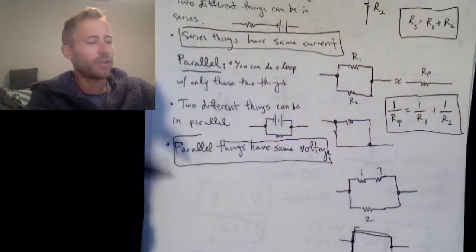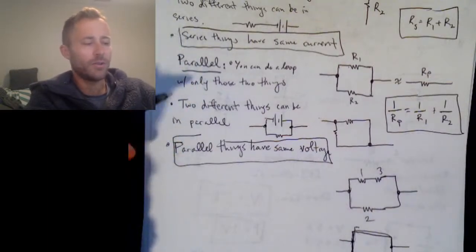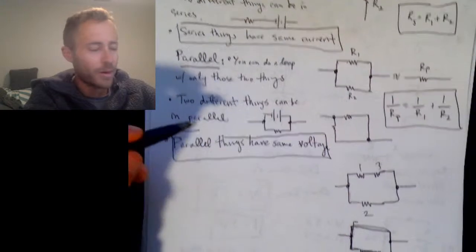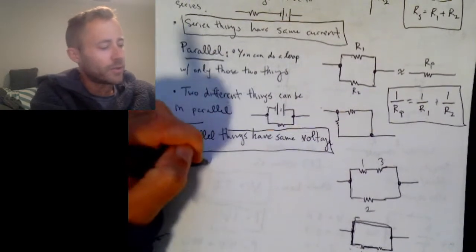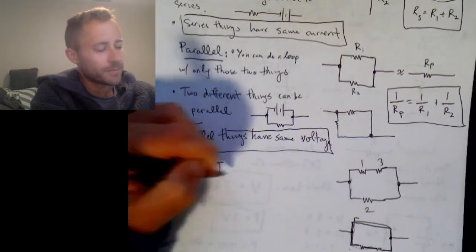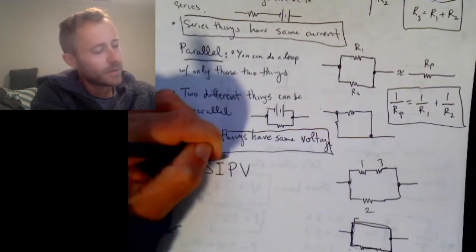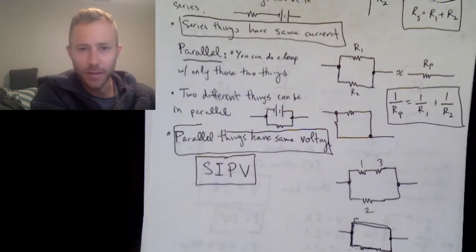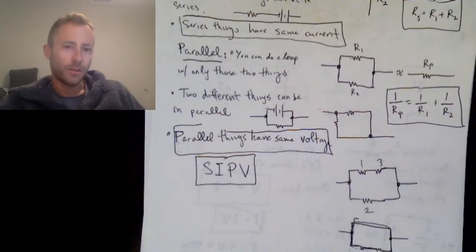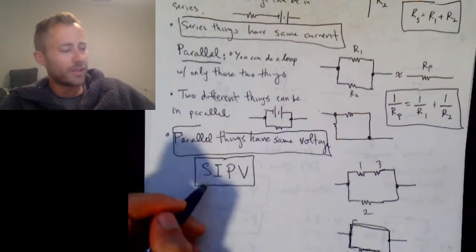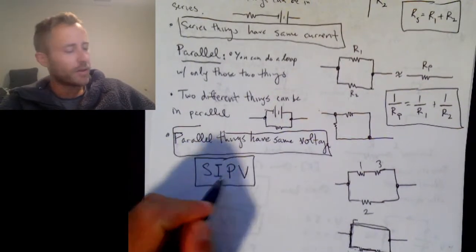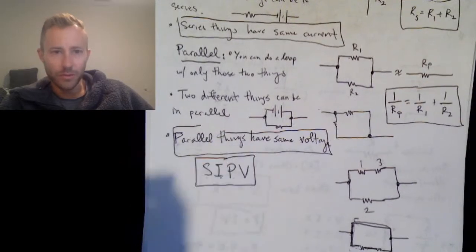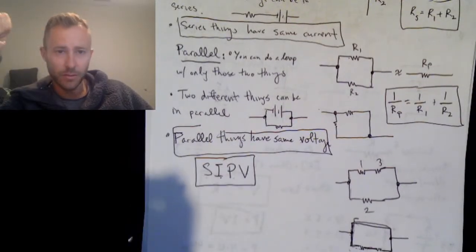So I like to combine these two things into a mnemonic to help you remember. It's called SIPOV. It's a horrible mnemonic, but it's so bad that you won't forget it. So that's why I use it. Series things have the same current. Parallel things have the same voltage. So you always want to have that in your head when you're doing circuit analysis.